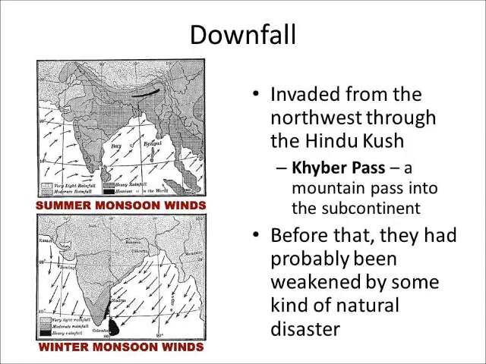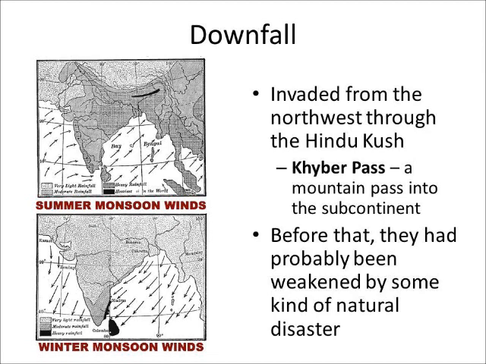Now, again, we don't know exactly why Harappa and Mohenjo-Daro and the Indus Valley civilization collapsed and when it did and why it did. But we know they were at some point invaded from the northwest through the Hindu Kush. There are passes, kind of low-lying valleys in the mountains surrounding India that people can get through. There's one particularly important one called the Khyber Pass, and they were invaded by a group called the Aryans through the Khyber Pass about 2,500 years ago, and we'll talk more about them as this unit goes on.